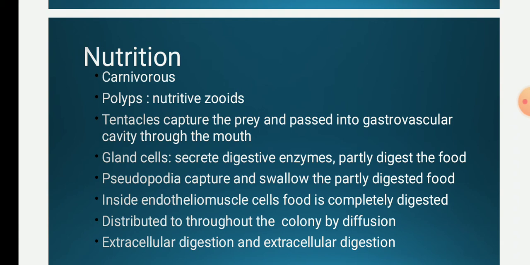The partly digested food material is made to circulate inside the gastrovascular cavity, and the pseudopodia capture and swallow the partly digested food material. Inside the endothelial muscle cell, the food is completely digested. The digested food is distributed among the other cells of the colony by diffusion. Thus, the Obelia exhibits extracellular digestion plus intracellular digestion. Okay.